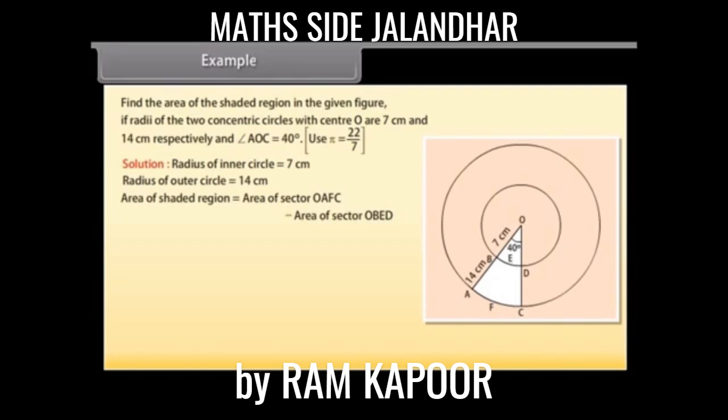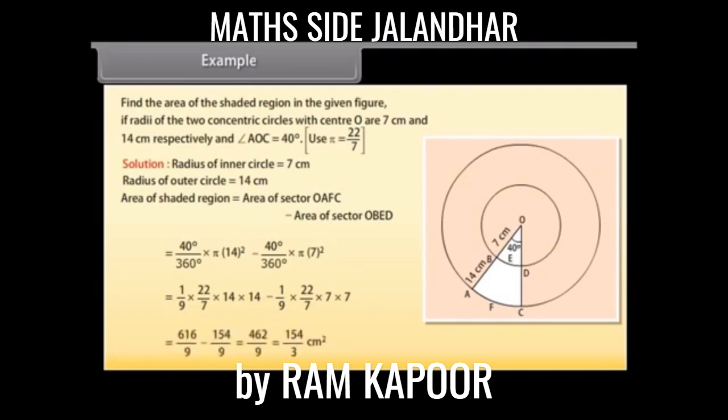Area of shaded region is equal to area of sector OAFC minus area of sector OBED, which is 40 degrees upon 360 degrees into pi into 14 square minus 40 degrees upon 360 degrees into pi into 7 square. Now, by substitution and calculation of the values, we get the area of the shaded region is 154 upon 3 centimeters square.